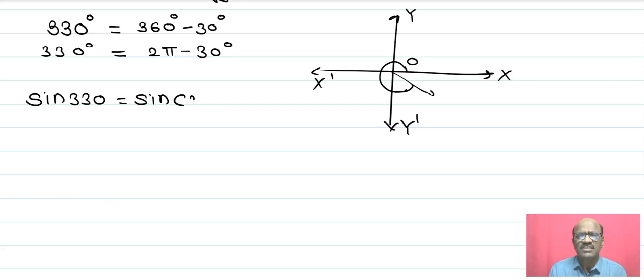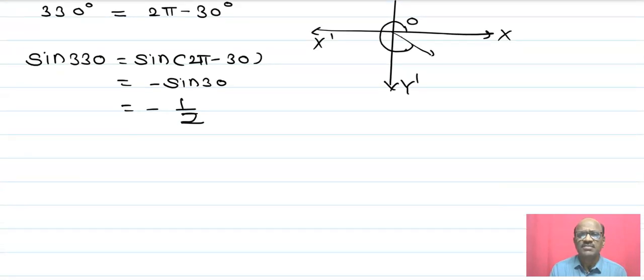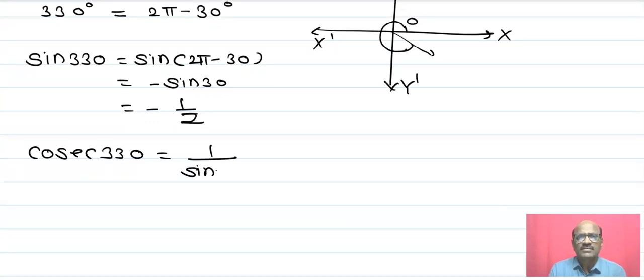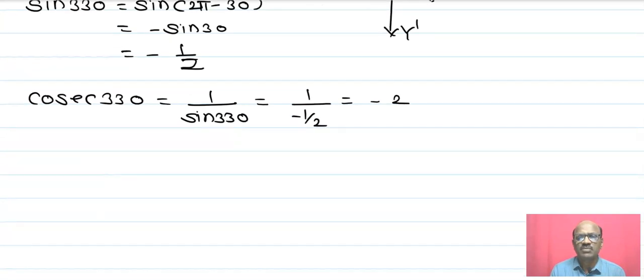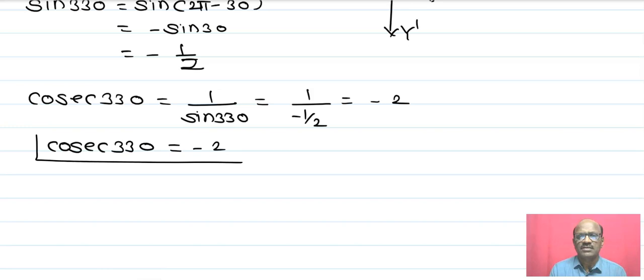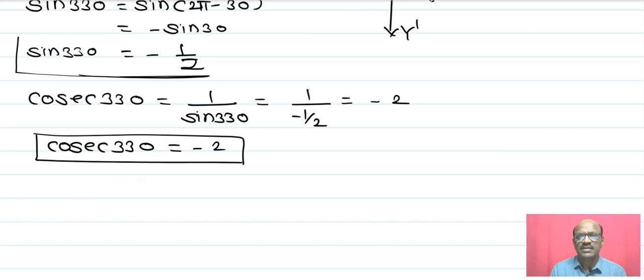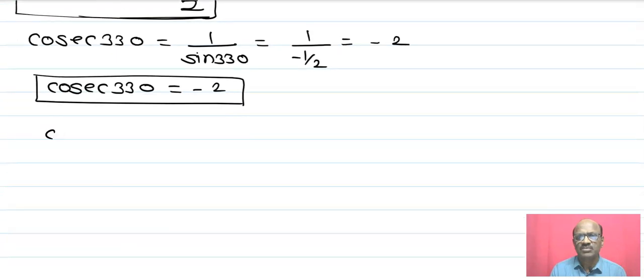The sine of 330 is written as sine of 2 pi minus 30 and that is minus sine of 30. It remains sine because whenever there is an integral multiple of pi, the function remains as it is. Now see this, cosec 330 is equal to 1 upon sine of 330, that is 1 upon minus 1 upon 2, which is minus 2. So sine of 330 is minus 1 upon 2 and cosec 330 is minus 2.